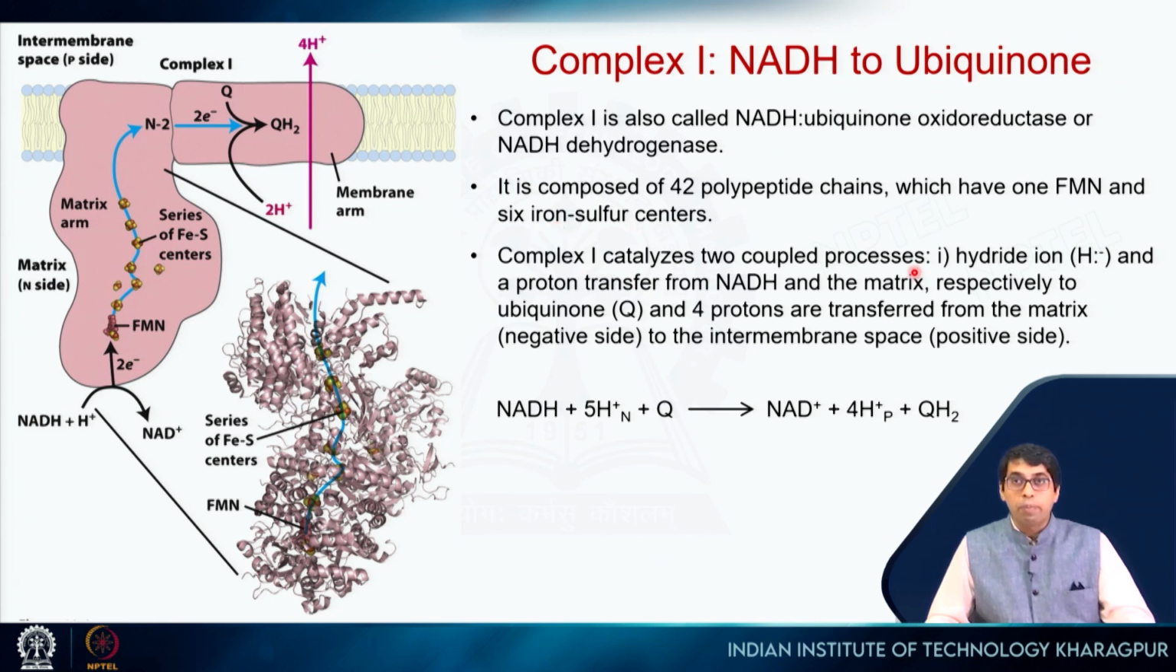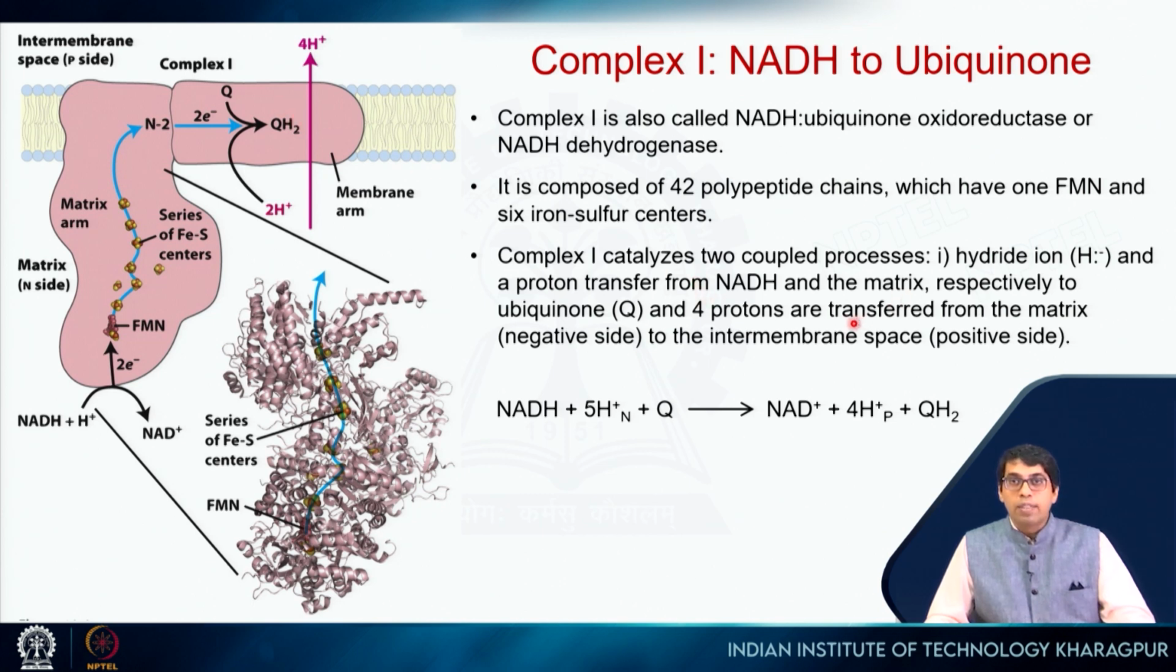Complex 1 catalyzes 2 coupled processes. The first one is hydride ion transfer and proton transfer from the matrix. The hydride ion, H minus, comes out from here and H plus from the matrix, and these are transferred to ubiquinone. So, Q becomes QH2. This is one reaction. The 2 electrons are taken up by the ubiquinone, so ubiquinone gets reduced to ubiquinol.